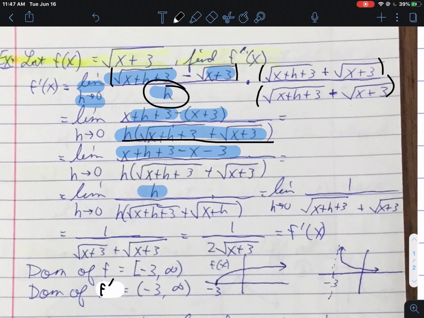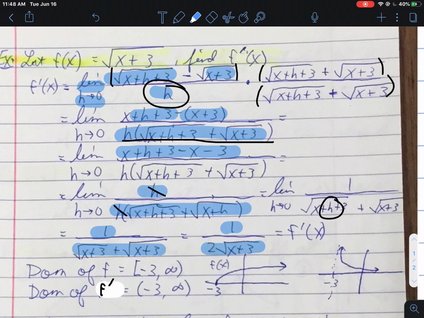So then once we simplify that numerator, we're left with h over all of this stuff. Then I can divide out the h, which leaves me with 1 over the square root of x plus h plus 3 plus the square root of x plus 3, limit as h approaches 0. And now I can go ahead and plug in the 0. Plugging in 0 simply makes that h 0 right here. And as soon as you plug in the h value, you can drop the limit statement. So I've got 1 over the square root of x plus 3 plus the square root of x plus 3, or 1 over 2 square roots of x plus 3.